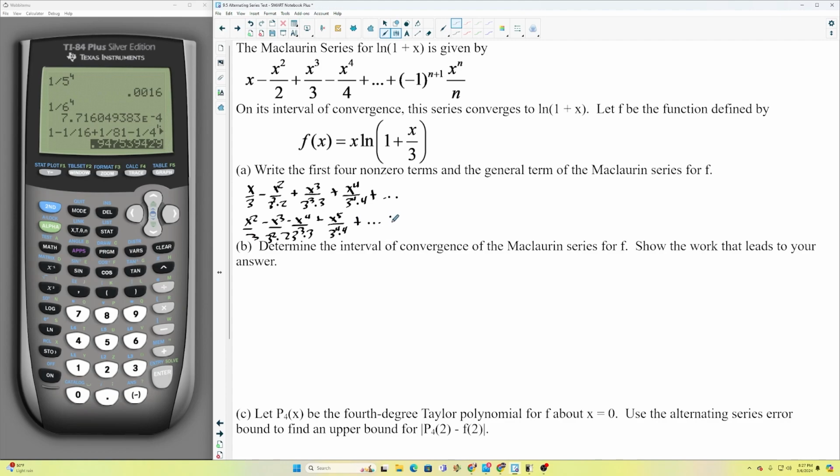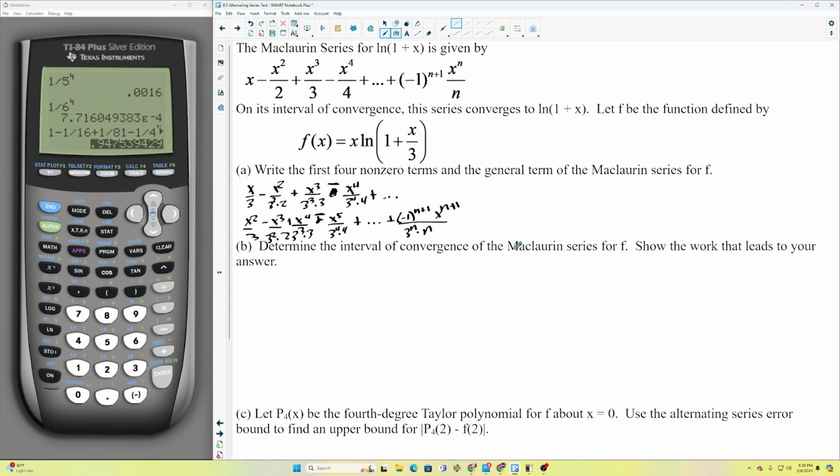So plus dot, dot, dot, plus, what should we start with? Should we start with 1? So we're going to go, let's see, that was plus minus plus, plus minus plus. This should have been a minus. That should have been a minus because it's alternating. So if we start with 1, we have negative 1 to the n plus 1, over 3 to the n times n, times x to the n plus 1.